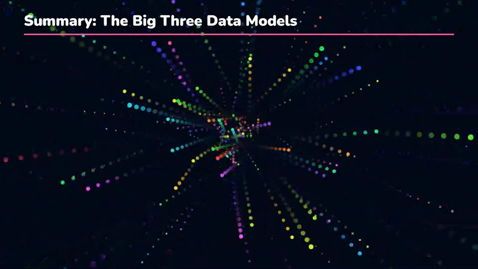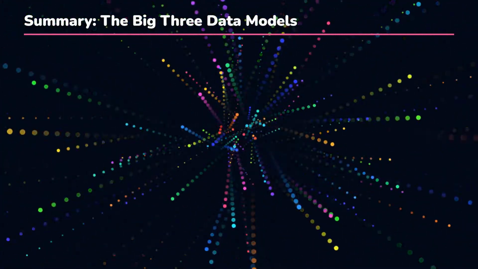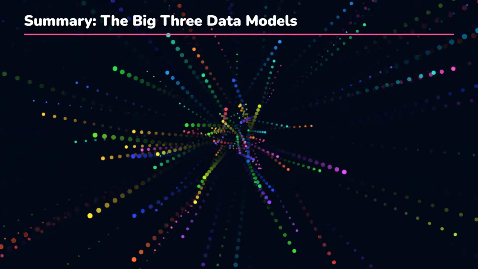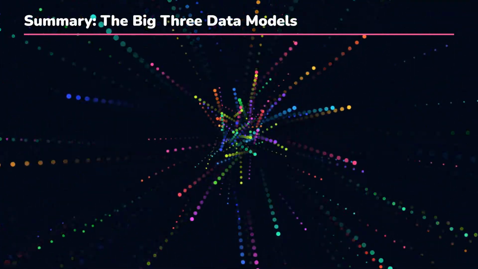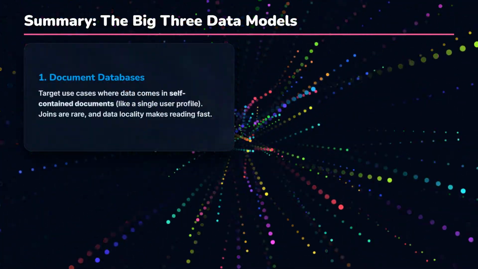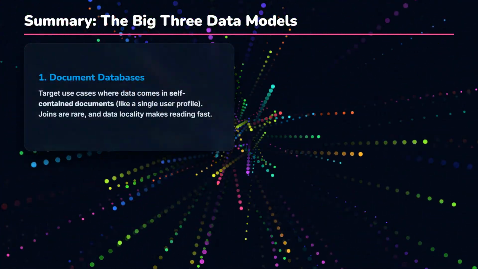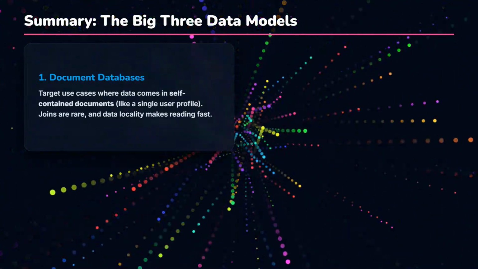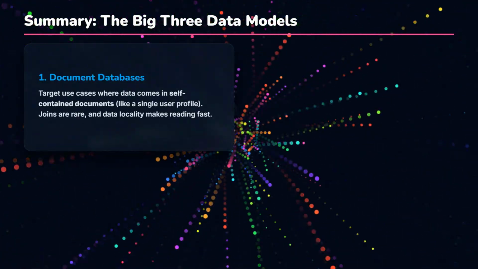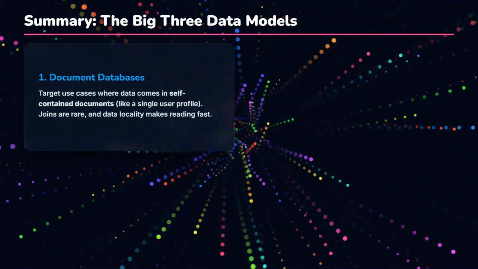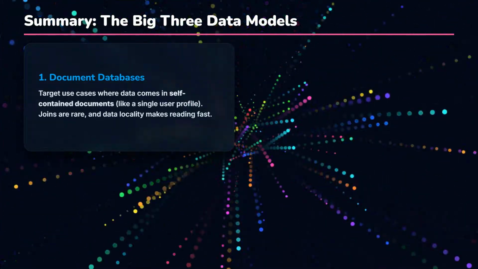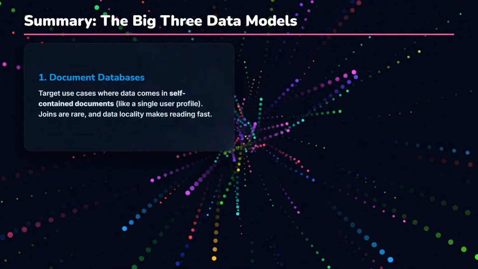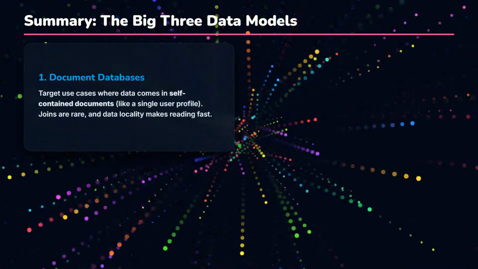Alright. That brings us to the end of our journey through data models. Let us summarize the big three. First, we have document databases, like MongoDB. These are perfect when your data naturally comes in isolated, self-contained chunks, like a user profile or a blog post. They provide amazing read speed because of data locality.